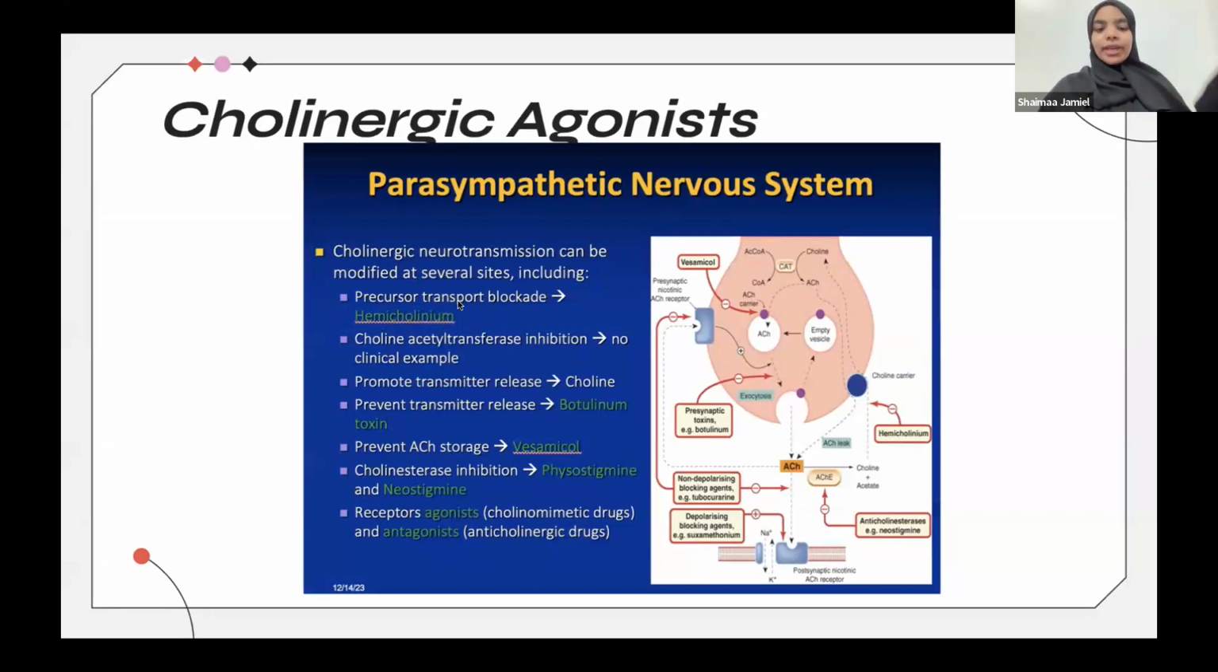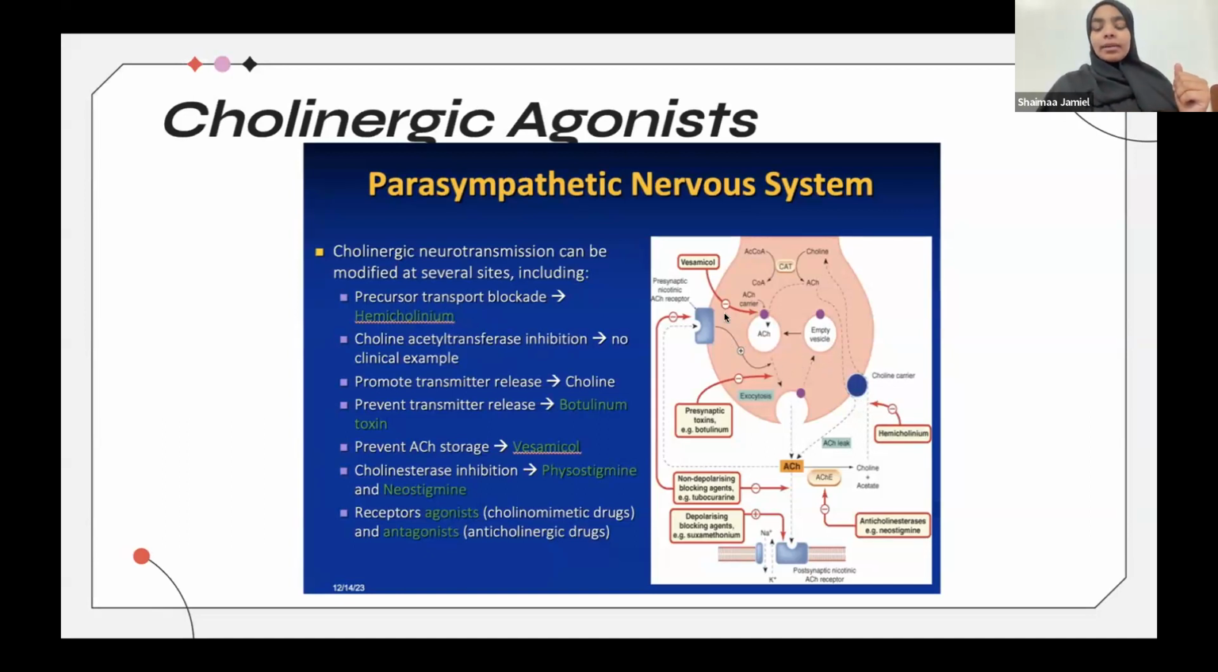So the first one is precursor transport blockade. As you can see here, this is a choline carrier. We know we need an acetyl and we need a choline. They form, two of them form one, which is acetylcholine. So it inhibits the uptake of choline, okay? And you can remember it as choline is half of acetylcholine. Half means hemi. Hemicholinium is going to inhibit half of the acetylcholine from going back, okay? So it inhibits the precursor, which is choline, hemicholinium.